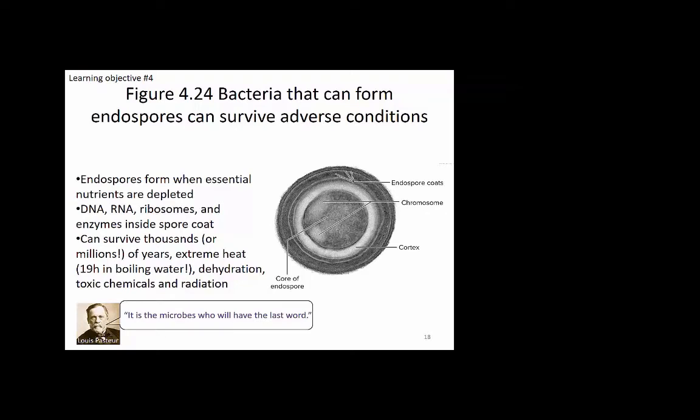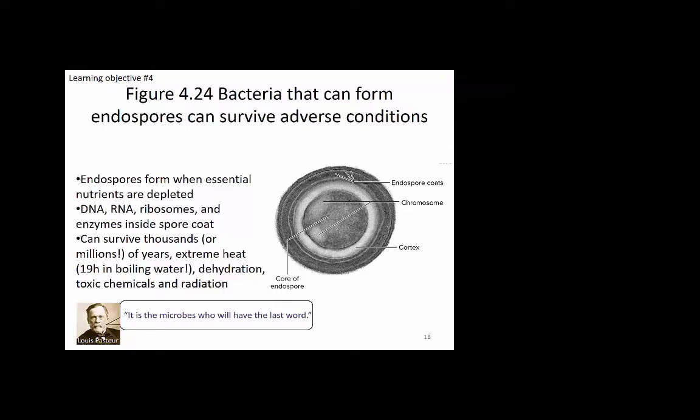Lastly, some bacteria have the ability to form endospores, which can help them to survive adverse conditions like depletion of nutrients. Inside of an endospore is DNA, sometimes RNA, ribosomes, and enzymes that are all important for the bacteria. The spore, however, is not metabolically active.